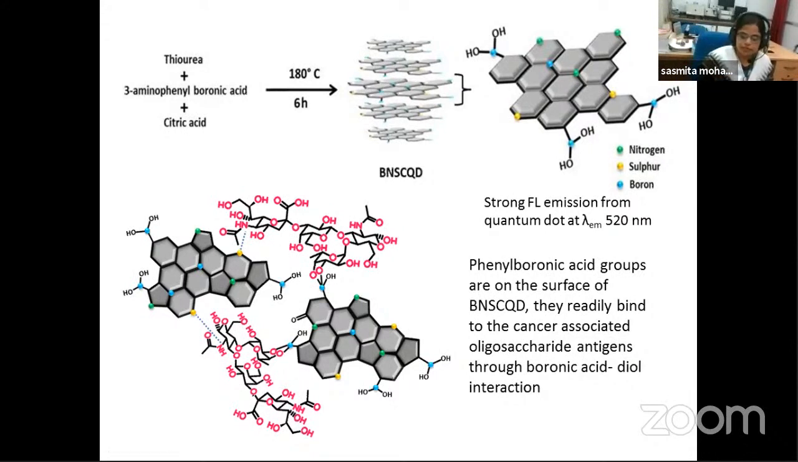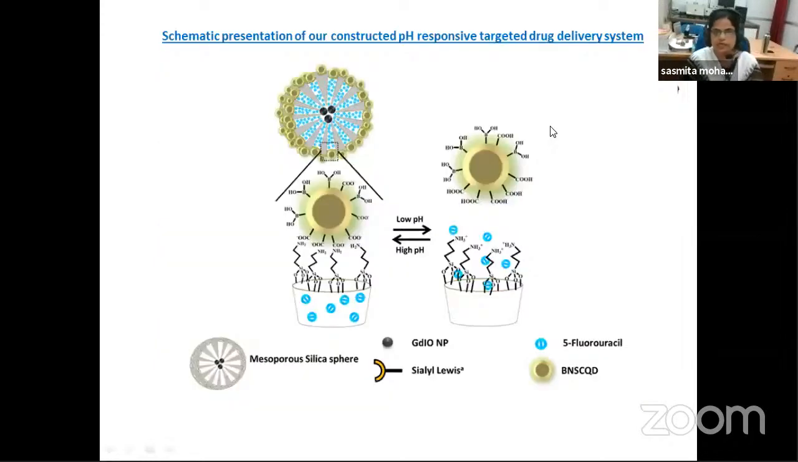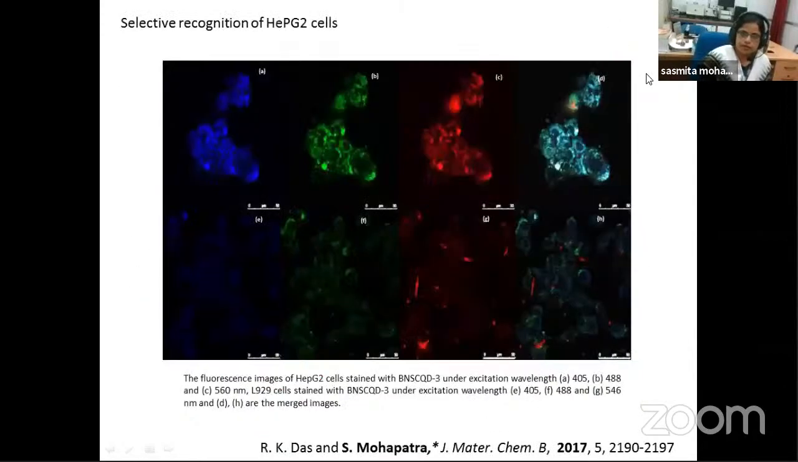This aggregation induces a manifold increase in the luminescence intensity, for which it can be used as a fluorescence imaging agent. Again, what we did, we have developed this one. We have used it for luminescence imaging.